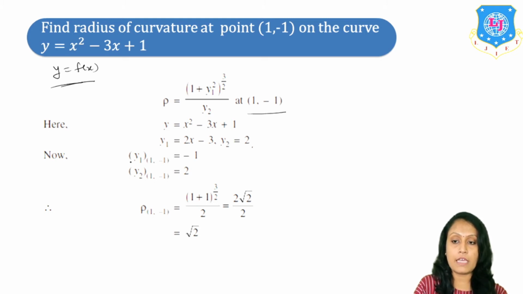Now we will find the value of y1 at this particular point (1, -1). In place of x we have to substitute 1; in place of y we have -1, but here we have only x. So let's substitute 1 over here: 2 - 3, that is -1. Now we have to find y2 at (1, -1). But y2 is a constant, so y2 will remain 2. Now we'll substitute this y1 and y2 in the formula. So rho at (1, -1) is equal to (1 + y1^2), so it will become 1, whole raised to 3/2, upon 2.